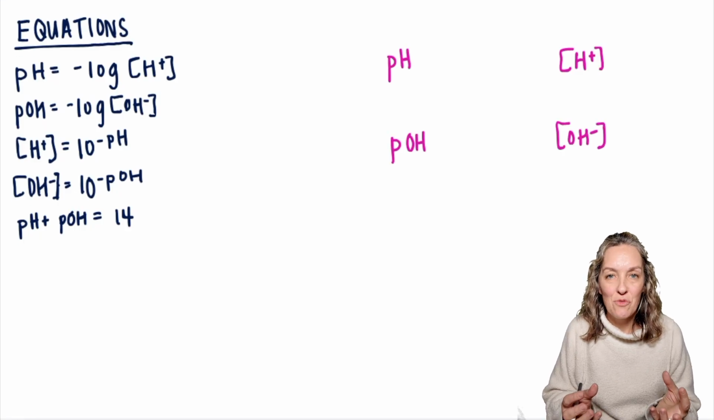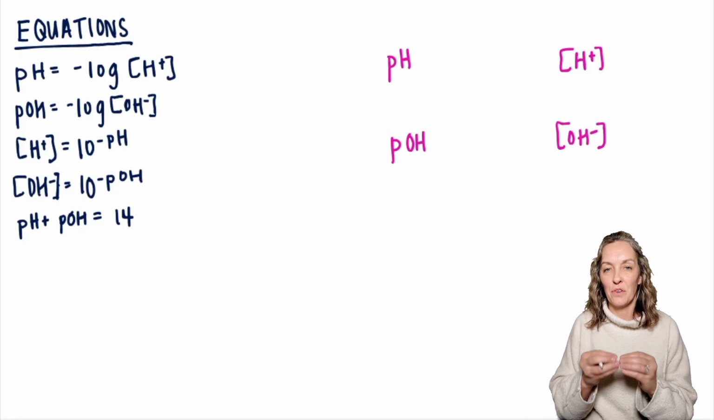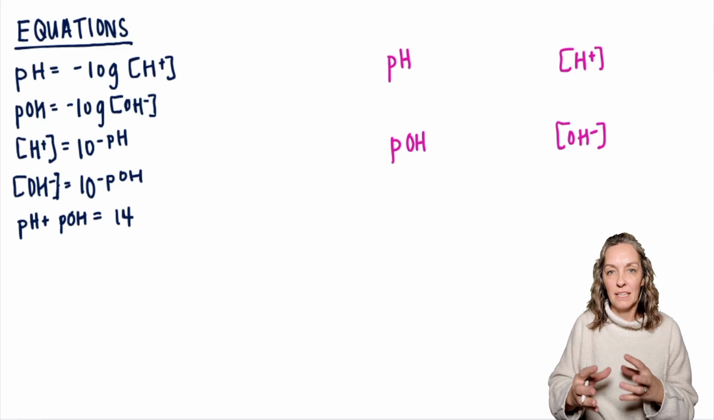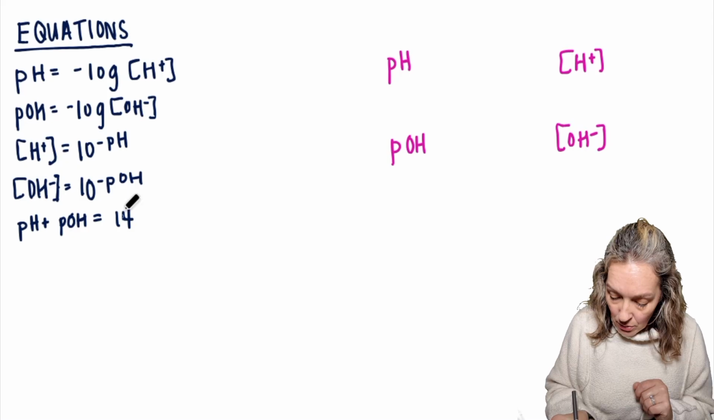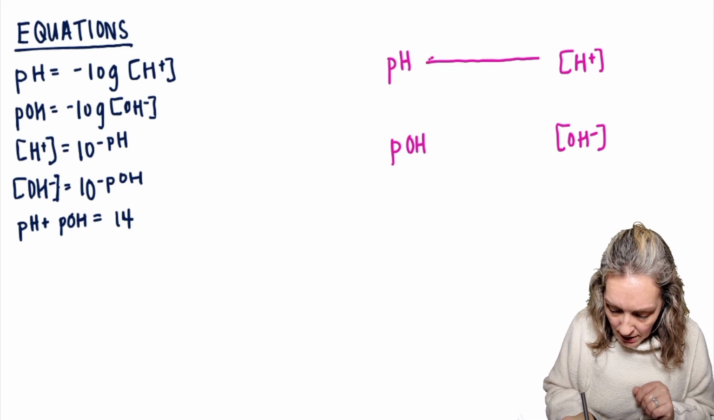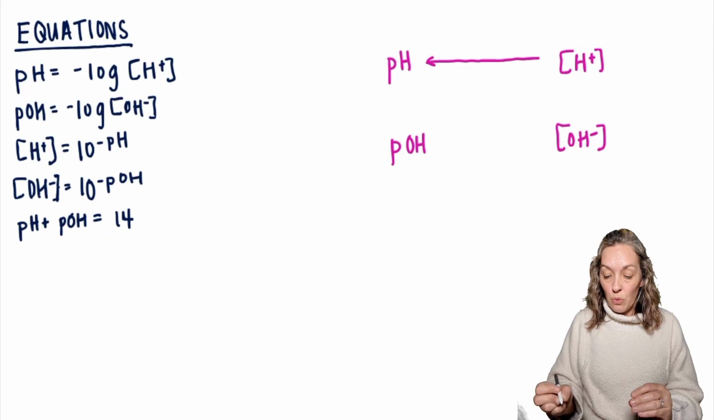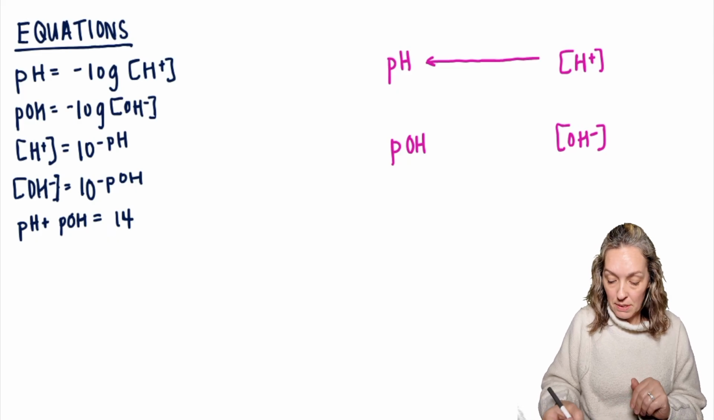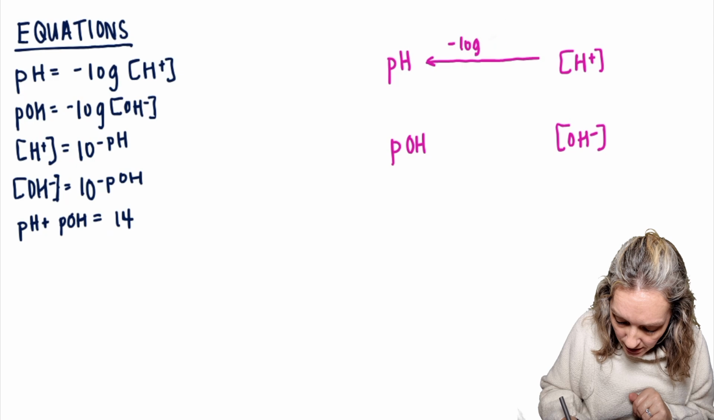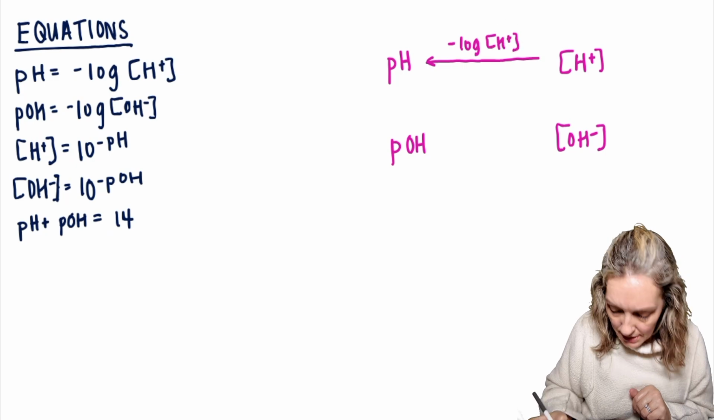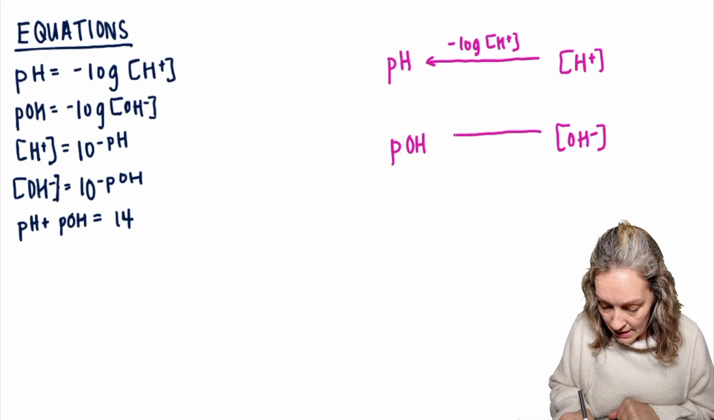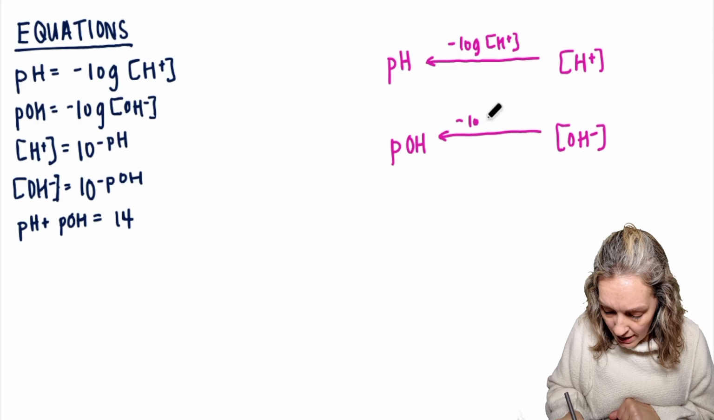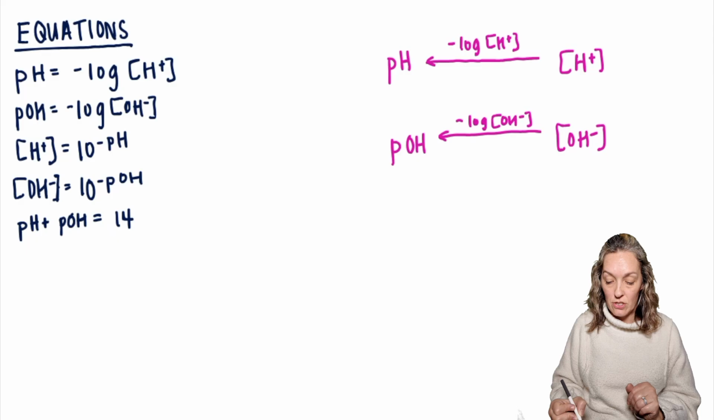All right, I am a very visual person, so sometimes having a flowchart or a graphic that I can look at helps me to make a connection between all of these equations since there are so many of them listed over here. Here we know there's a connection between H plus and pH. We can get from our H plus concentration to pH by taking the negative log of the concentration of H plus. Likewise, I can do the exact same thing with my OH minus concentration.